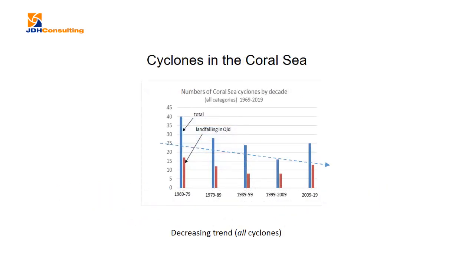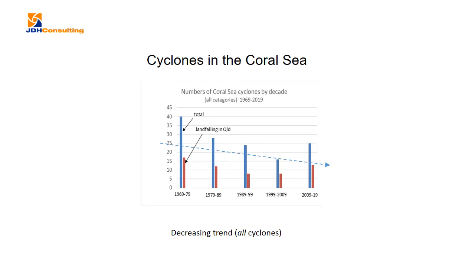Well, now we'll look at some other trends. Previously, we looked at the number of severe and very severe tropical cyclones impacting the Queensland coast. Now let's look at all tropical cyclones, and not just those impacting the coast, but those that were in the ocean or the Coral Sea adjacent to the Queensland coast.